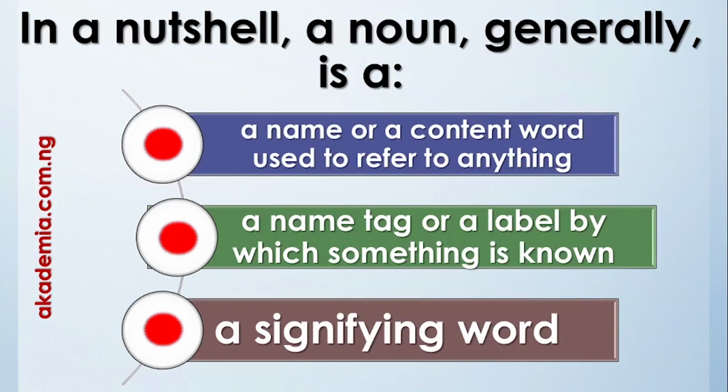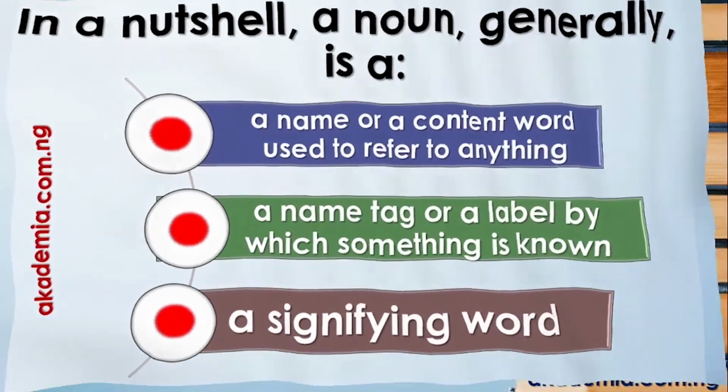Furthermore, a noun is a signifying word. When you look at language, language has to do with the relationship between the signifier and the signified. In other words, language has to do with what a thing is and what that thing is called. So, a noun is a word that is used to signify, a word that is used to tag something, a word that is used to label something.